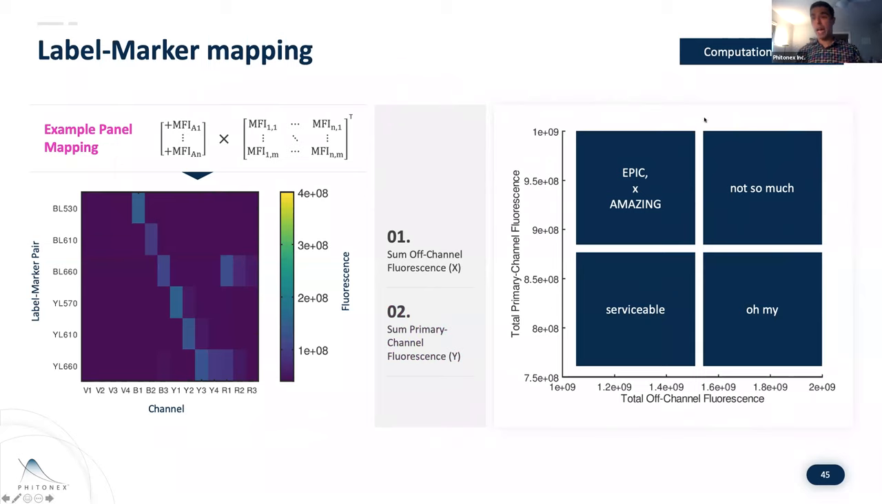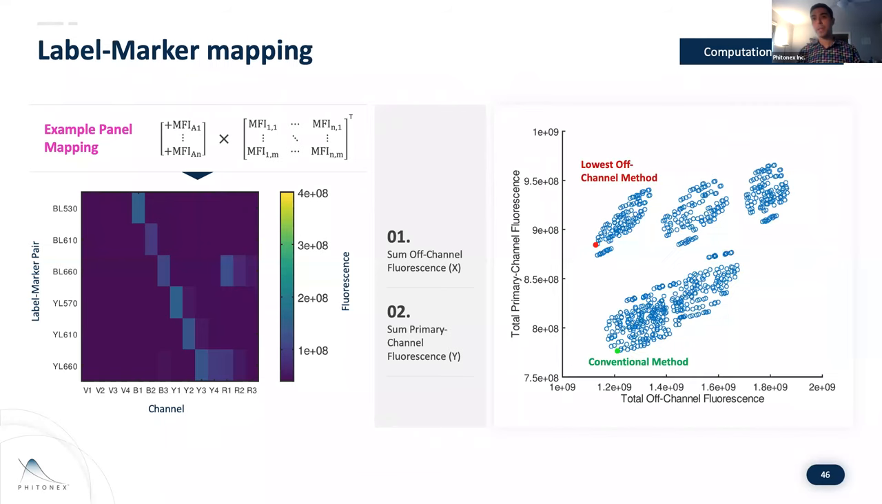And so we're able to do that and actually compare, again, apples to apples. What if we designed a panel with our six labels using the traditional method? What could be possible if we used a new method here? What we see is, when we use the conventional method, where we take the brightest and map it to the lowest antigen density, we end up with essentially a serviceable panel, right? One that would probably be comparable in terms of fluorescence characteristics with what's out there now. But if we use the lowest off-channel method, we can actually create a superior panel, at least based on these optimization criteria.